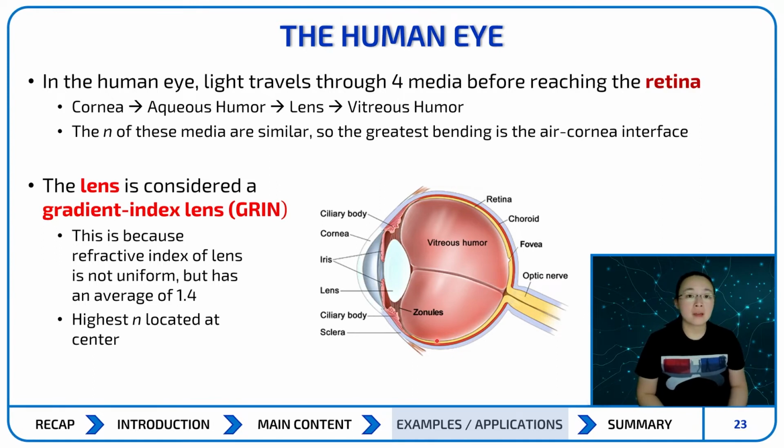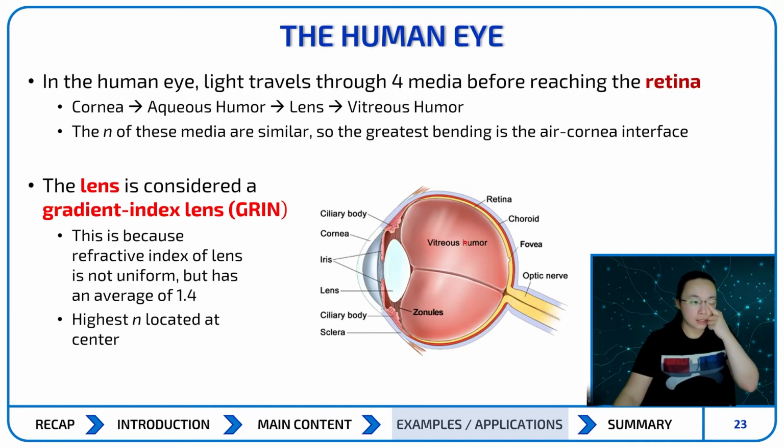So that means that if we have 4 different media, we potentially have 4 different refractions happening. And if we have a refractive power, we could potentially calculate the refractive power of each of these separately and then add it up to get the total refractive power. So that's exactly what we're going to try and do.